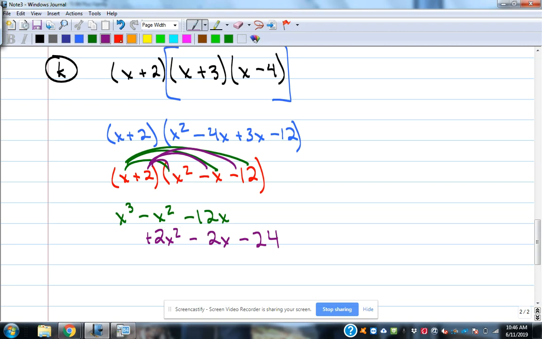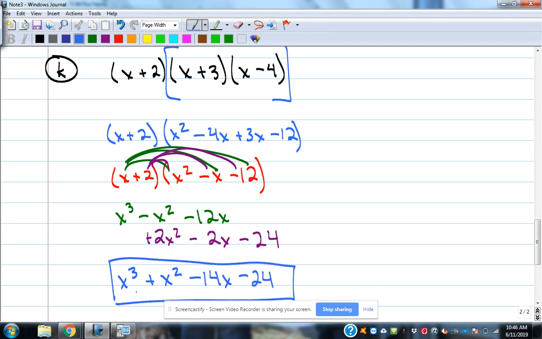And then I put them together at the end to get x cubed plus x squared minus 14x minus 24. Okay.